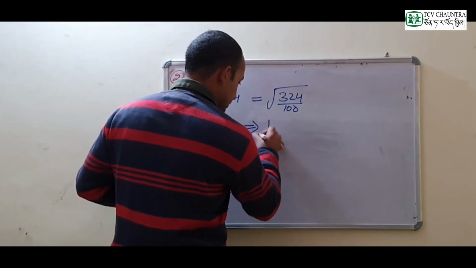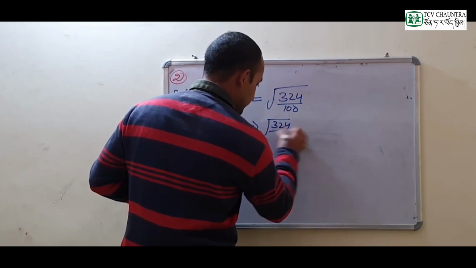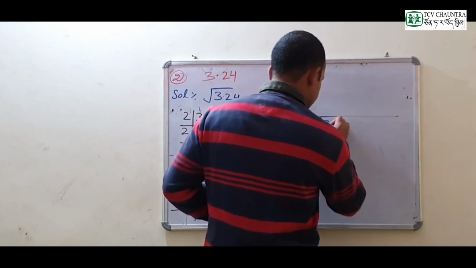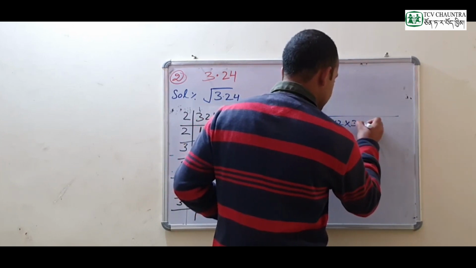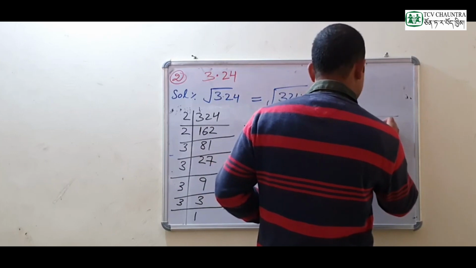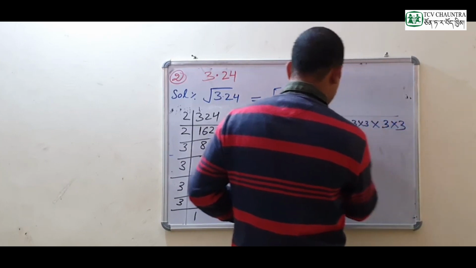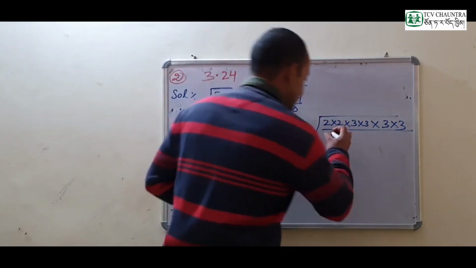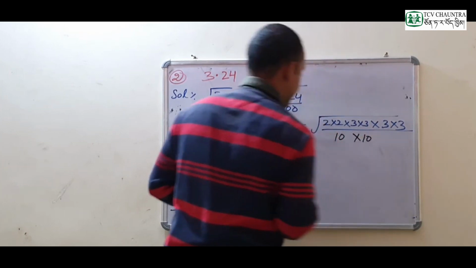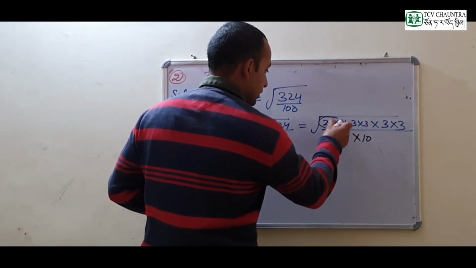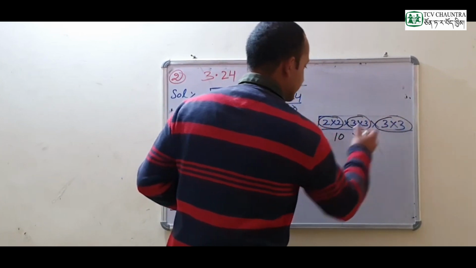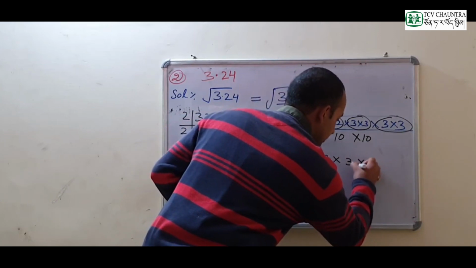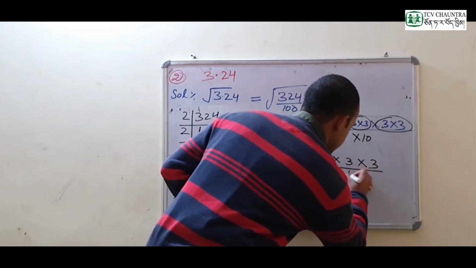So what we will do, square root of 324 divided by 100 is equal to square root 2 multiply by 2 multiply by 3 multiply by 3 multiply by 3 multiply by 3, and there are 100 in the denominator. You have to write 10 multiply by 10. Again, in pairing, you have to write only once. So only 1 2, 3, 1 3, and you can take a 10 only once.